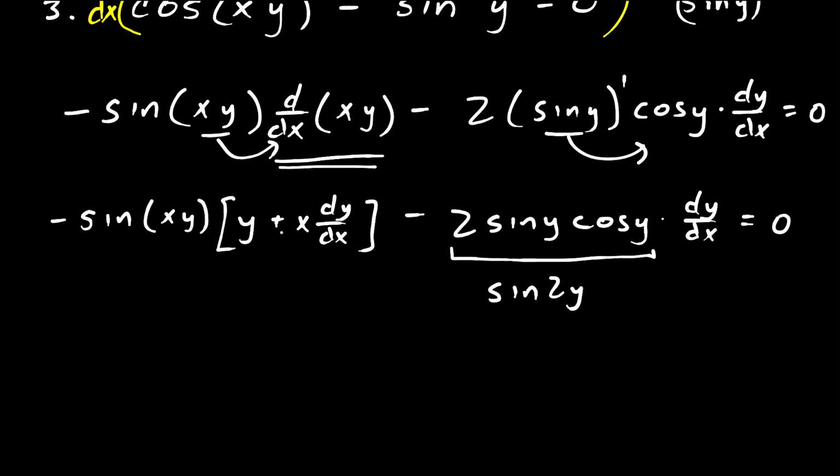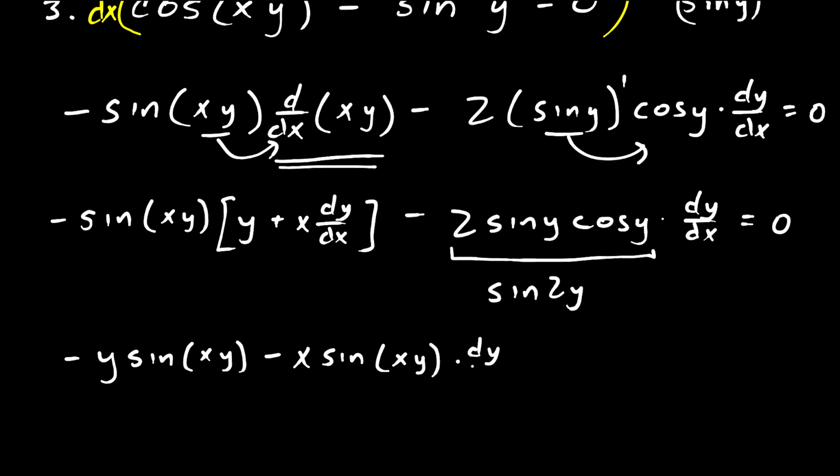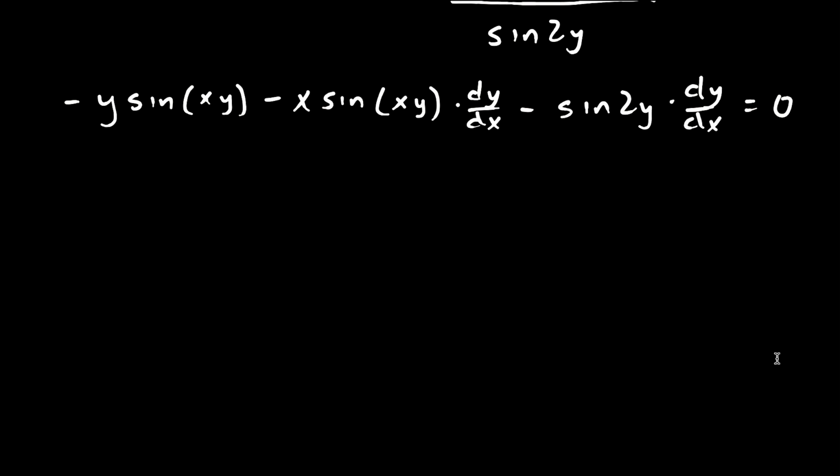In order to do that, we're going to have to do some distributing here. So if we do that, we'll have negative y sine of xy. And then we're going to distribute the x here. So we'll again have minus x sine of xy times that dy dx minus sine of 2y, if we replace that, times dy dx. And that will equal 0. Okay. So now we can go ahead and collect our dy dx terms and kick this piece here off to the other side.